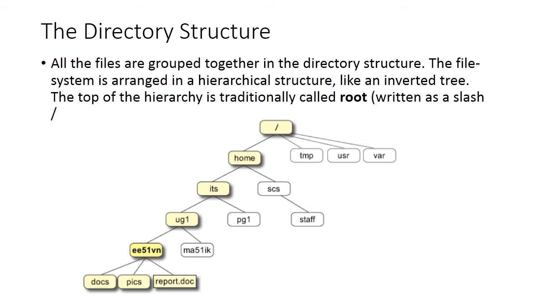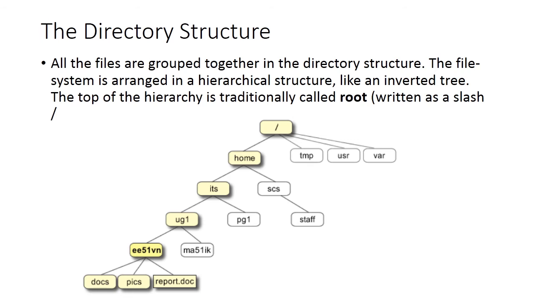All the files are grouped together in the directory structure. The file system is arranged in a hierarchical structure like an inverted tree. The top of the hierarchy is traditionally called the root, and the root is designated by the slash.